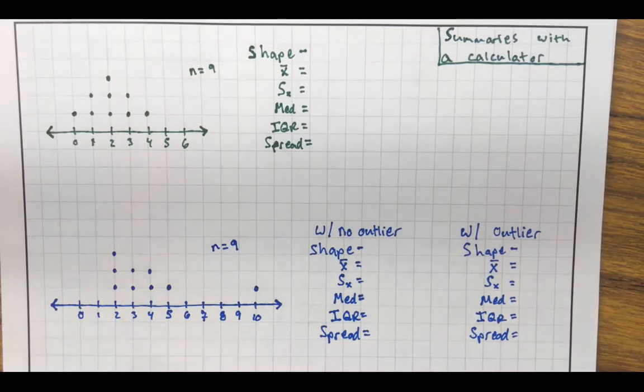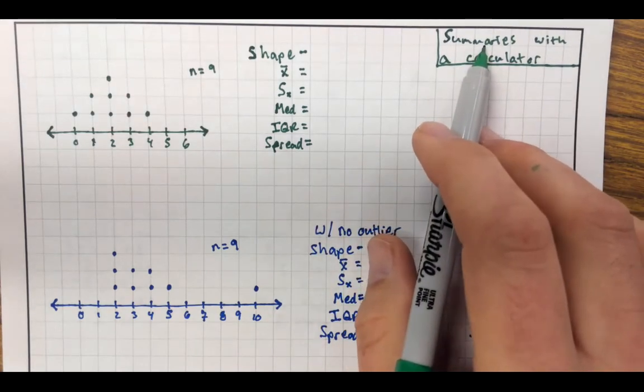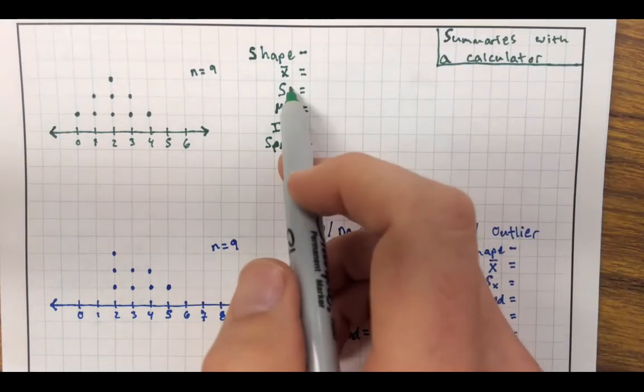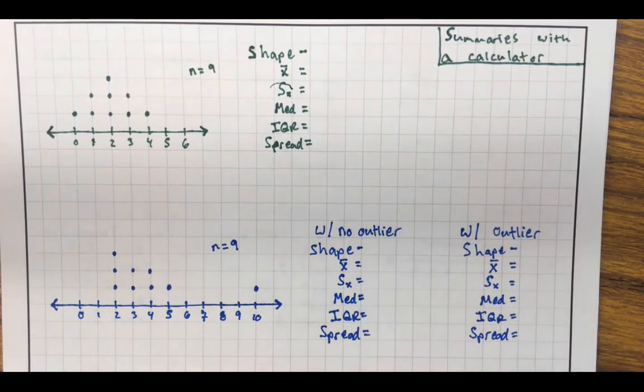Today we're going to do some numerical summaries, but instead of doing it by hand like we had been doing, we are going to use a calculator today, which is good news. We're going to calculate the standard deviation on 3 separate occasions. So rather than having to do that by hand, we can just plug it into a calculator and be good to go.